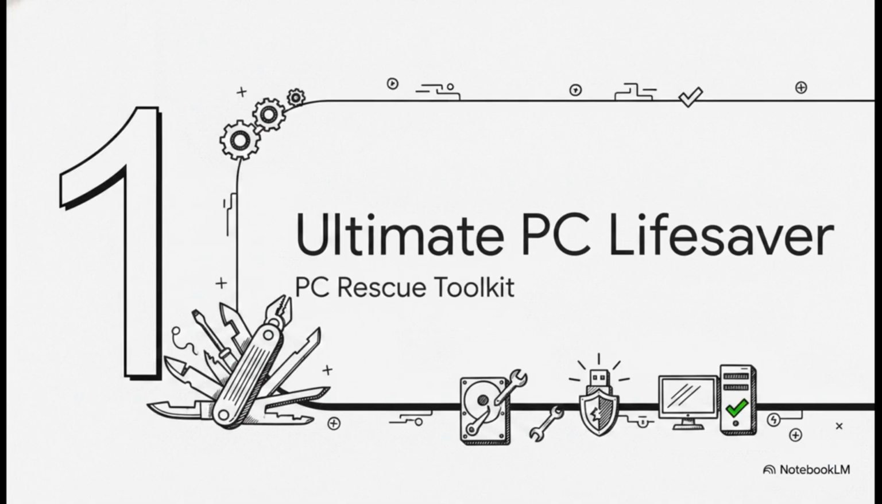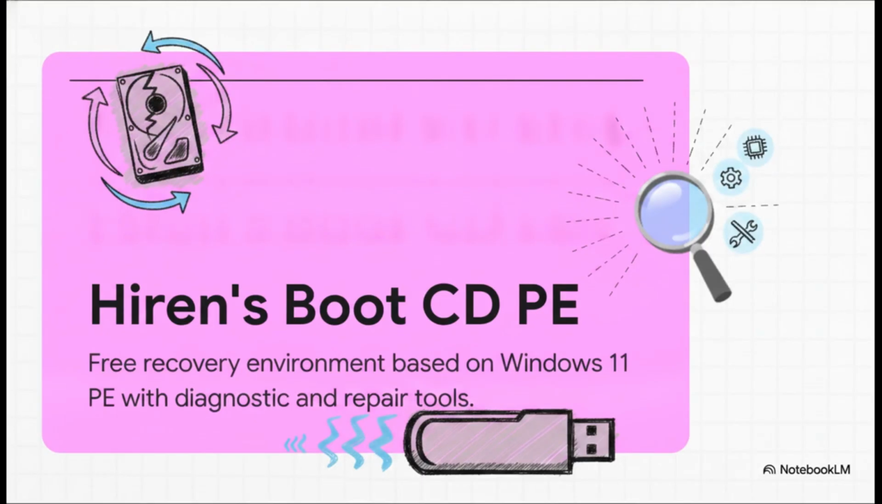Section 1. The ultimate PC lifesaver. Your digital Swiss Army knife. Now, what's really fascinating here is this whole concept of a recovery environment. The software we're looking at is called Hiren's BootCD PE. Think of this as a free, incredibly lightweight alternative operating system. It's based on Windows 11 PE, which stands for Pre-Installation Environment. So essentially, it's an entire emergency operating system packed with dozens of diagnostic, repair, and recovery tools. And the best part is, it's designed to run entirely off a USB stick. It totally bypasses your broken hard drive.